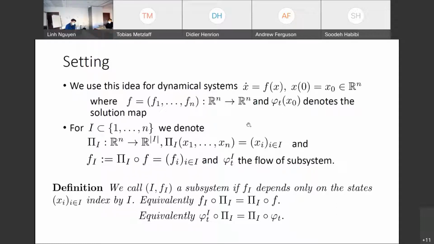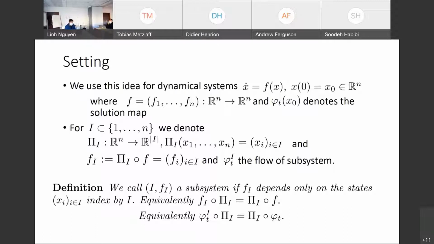And finally, we need some notion of a projection that we'll use. So for an index set I, we denote the projection onto the canonical components indexed by I, and similarly for the vector field f and the flow. So by f_I, we just denote the components of our vector field indexed by I. And by phi_I is the flow of the corresponding subsystem, or of the ordinary differential equation induced by this function.